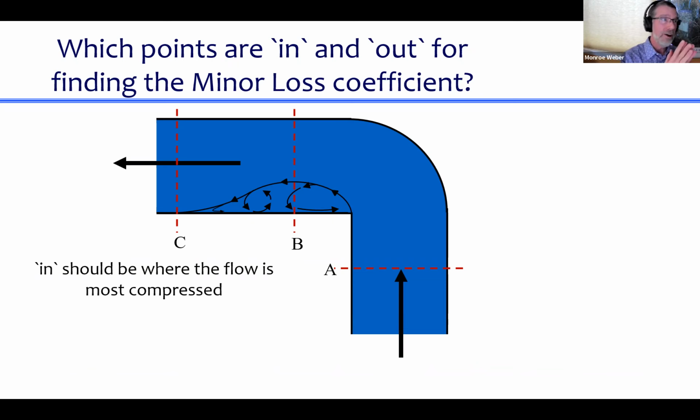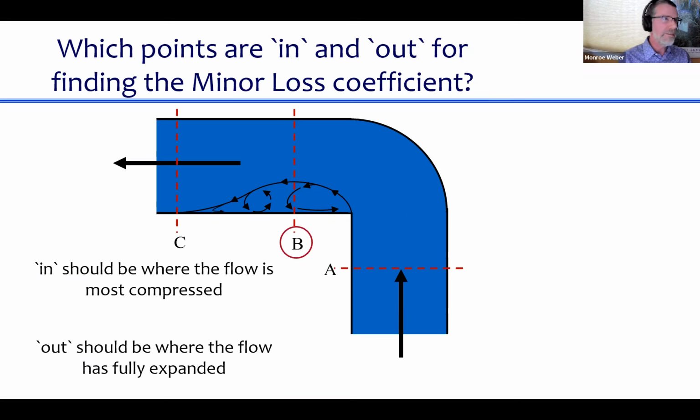But what I want to drive home is that every time there's a minor loss, it's because there's a flow expansion buried somewhere in the system. And I'm showing you very clearly where this flow expansion is inside this elbow. You good with that? There's a flow expansion there, and that's where the losses are.